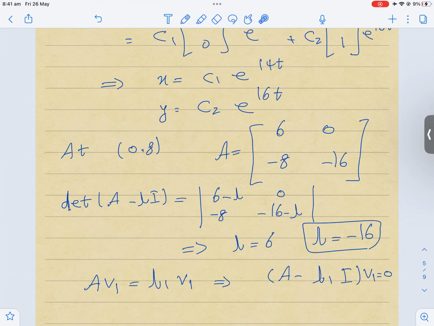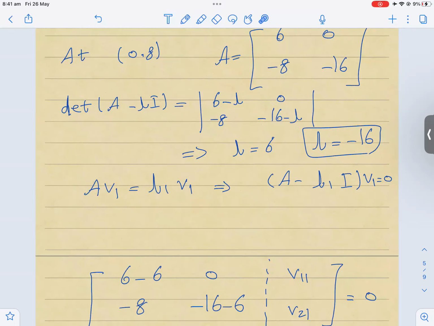But I personally forget this. So if I try this, (6 minus lambda)(minus 16 minus lambda), you will see that we are really right. So the diagonal elements are the eigenvalues, 6 and -16.